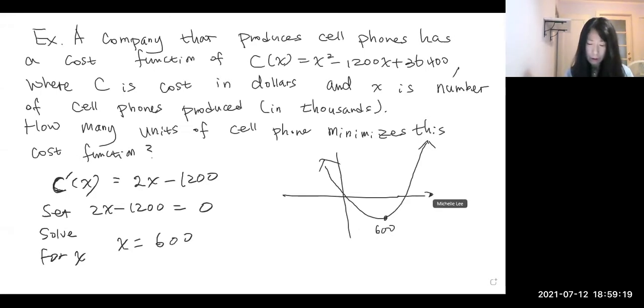So x for the cost function is the number of cell phones. Okay, if there are 600 units, then they do minimize this cost function. Okay. All right, let me erase this one.